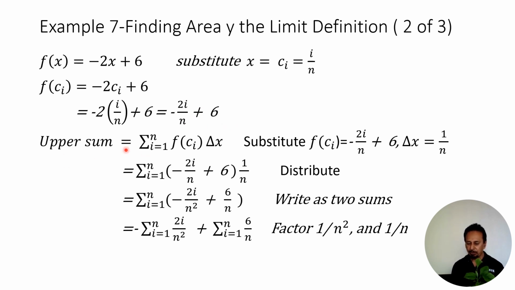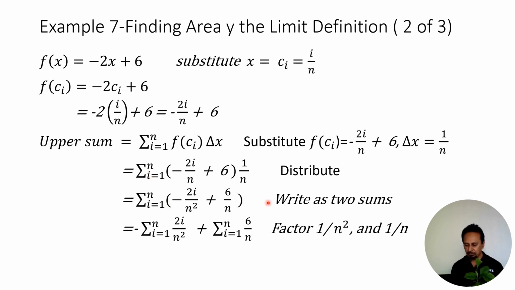Now we're using the upper sum formula, which is the sum for i from 1 to n of f of c_i delta x. So we substitute this information into the formula. f of c_i is minus 2i over n plus 6, which we just found, and delta x is just 1 over n. Now we write this summation notation, i from 1 to n. So now we distribute 1 over n. You will get the summation i from 1 to n of minus 2i over n times n squared, and 6 times 1 over n is 6 over n.